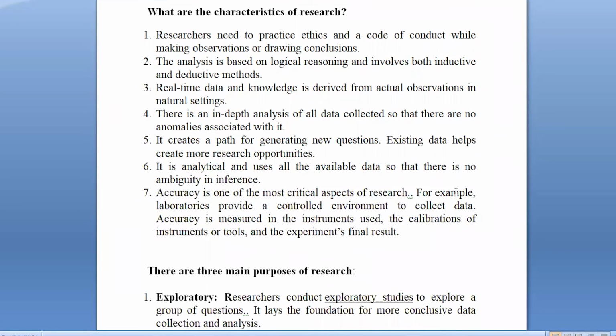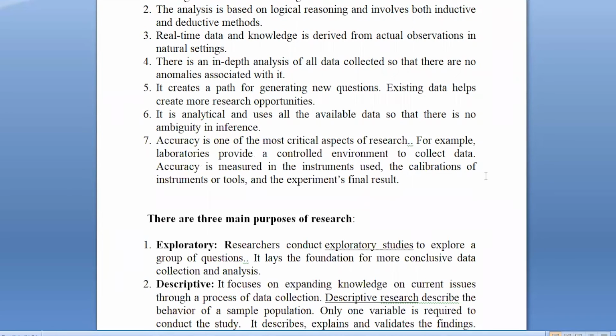There are 3 main purposes of research. Those purposes are: exploratory. Exploratory means researchers conduct exploratory studies to explore a group of questions. It lays the foundation for more conclusive data collection and analysis.